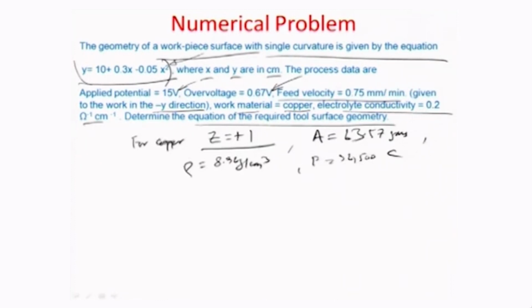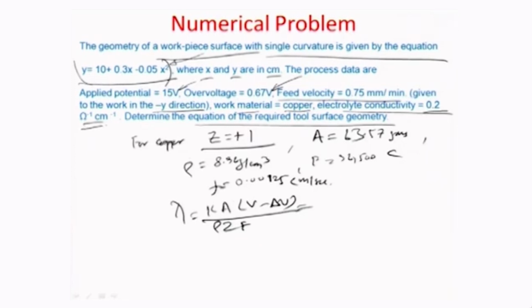And we want to find out, provided the feed is given to be 0.75 millimeters per minute, or in other words 0.00125 centimeters per second, what the G value is, which is lambda by F, and lambda can be represented as Ka (V minus delta V) divided by rho ZF, where these terms, as you have done many times, encompass their own definitions. The conductivity of the electrolyte is given to be 0.2 ohm⁻¹ cm⁻¹.